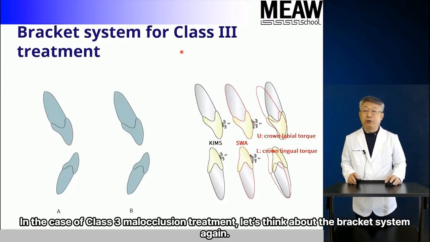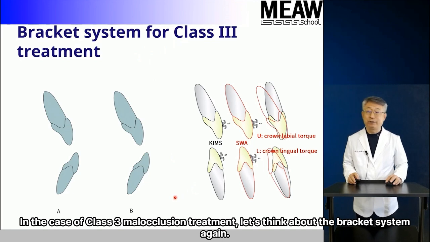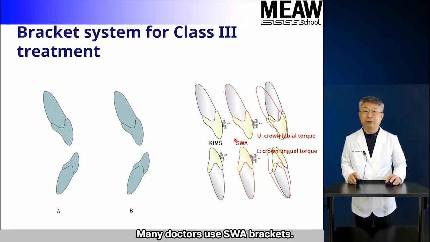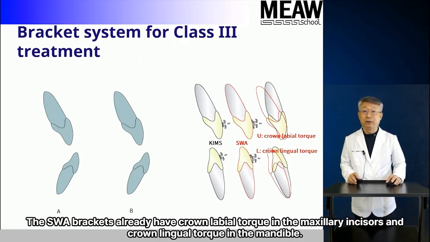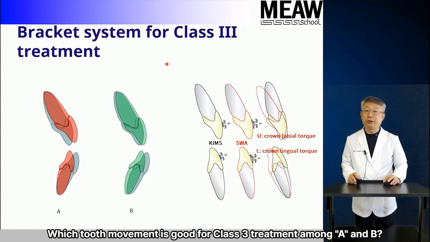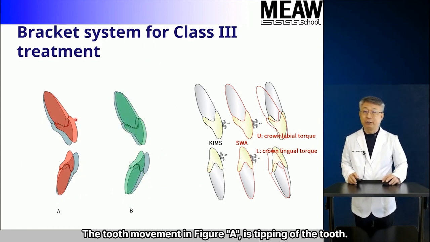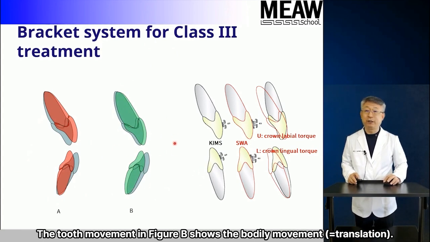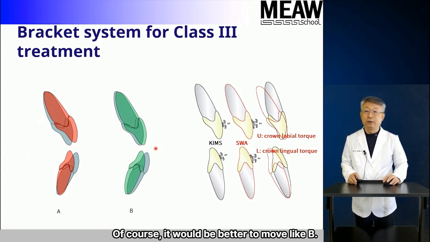In the case of Class 3 malocclusion treatment, let's think about the bracket system again. Many doctors use SWA brackets. The SWA brackets already have crown labial torque in the maxillary incisors and crown lingual torque in the mandible. Which tooth movement is good for Class 3 treatment among A and B? The tooth movement in Figure A is tipping of the tooth. The tooth movement in Figure B shows bodily movement, translation. Of course, it would be better to move like B.